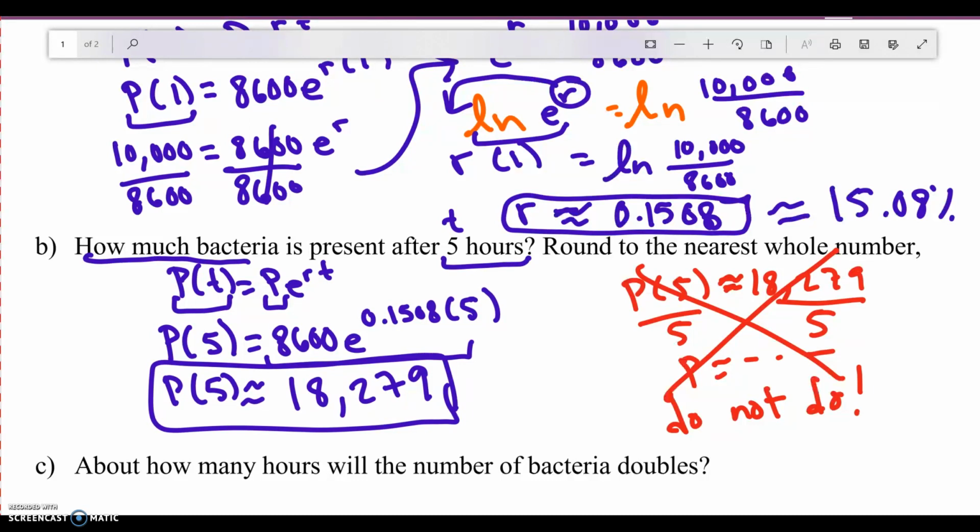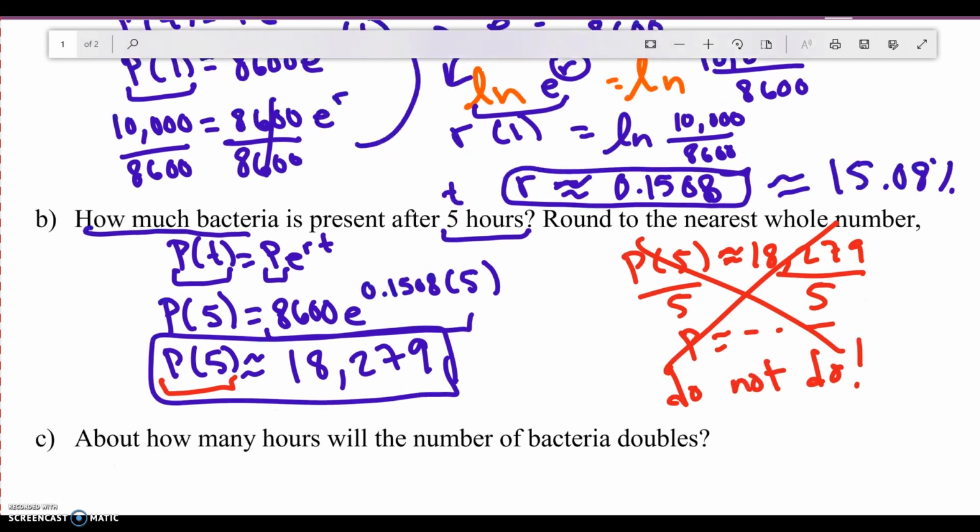Okay? So remember, P of 5 has a special meaning. P of 5 means it's the population at 5 hours. So it doesn't mean the population times 5 is the population at 5 hours. Okay, so don't do that. I will give you no points if you do something like that, regardless of whether your answer was correct. Okay, so just don't do that.